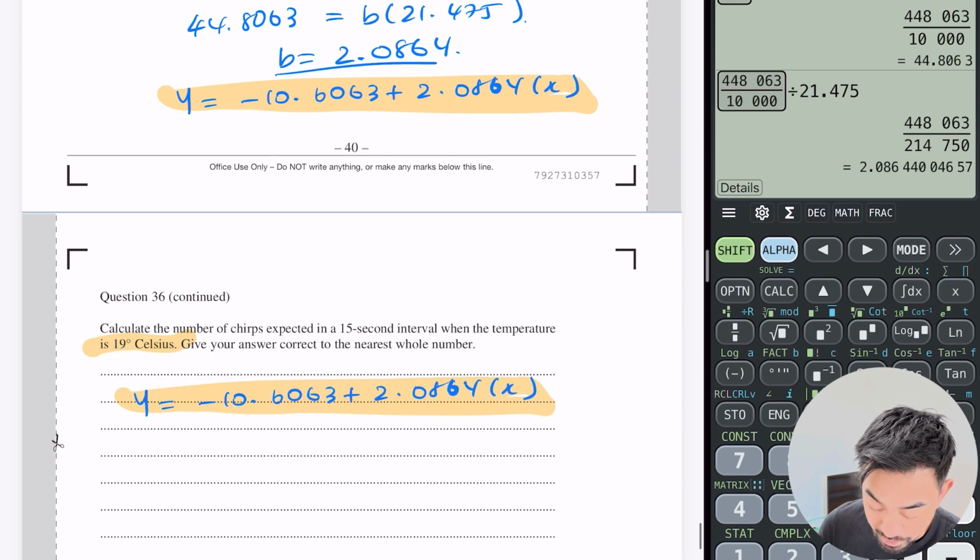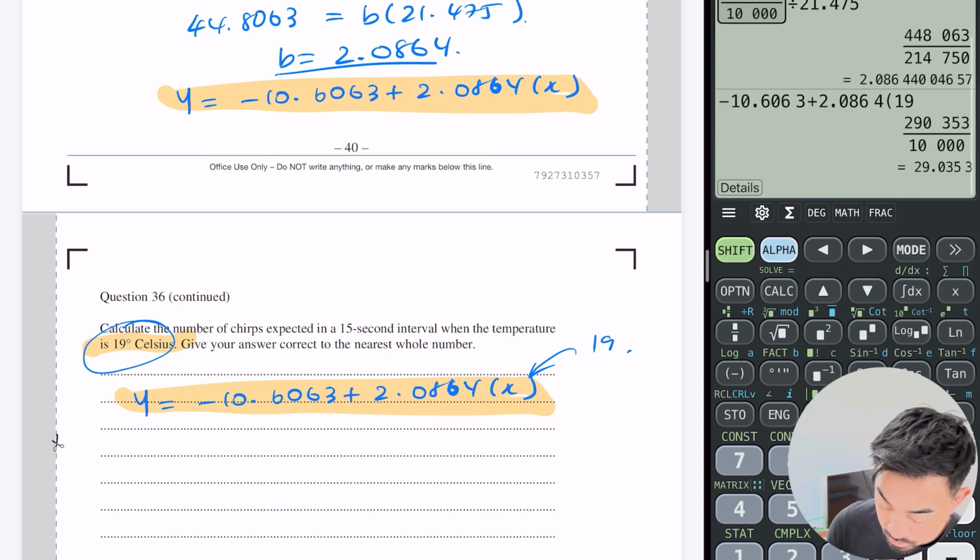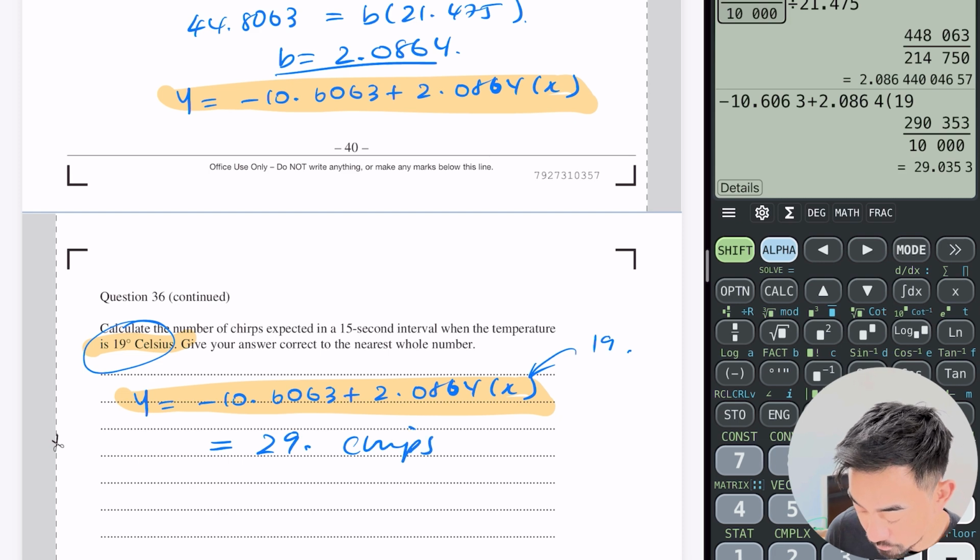And we want to know when the degrees Celsius is 19 degrees. So you're going to pop the 19 in here. So what is minus 10.6063 plus 2.0864 times 19? And you should get 29 to the nearest whole number, 29 chirps.